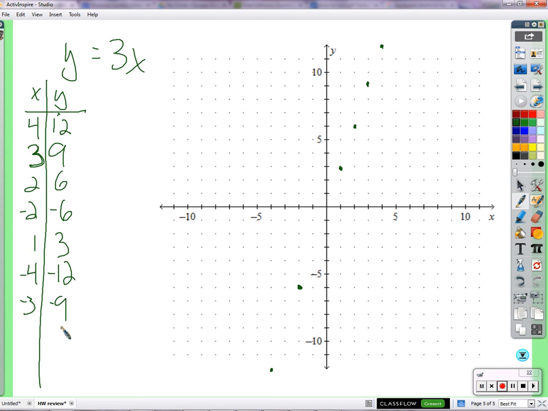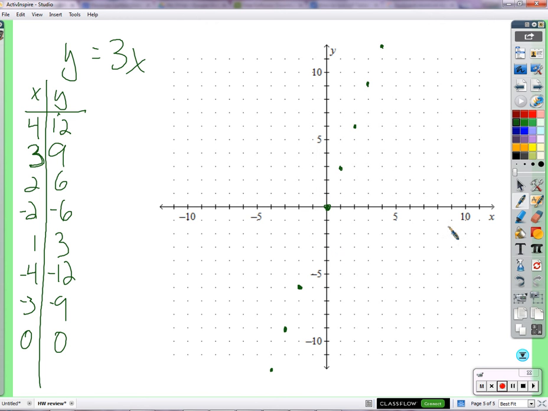Does that check? -3 for x, 3 times -3, if a -9 is there for y, then it's true. Okay, -3, -9. Cadence? 0, 0. What do you think about that one? Good, 0 times 3 is 0, and y is 0, we have a true equation. Okay.